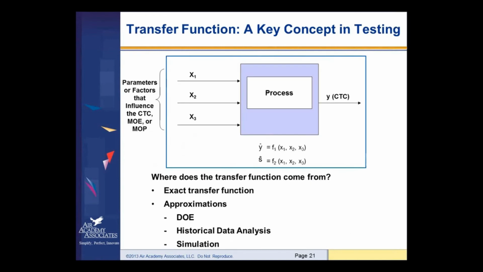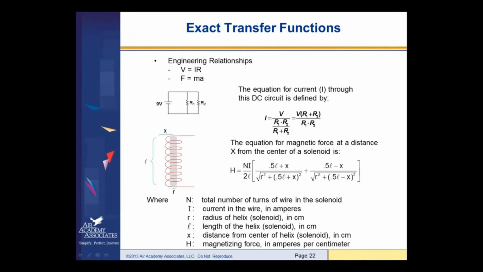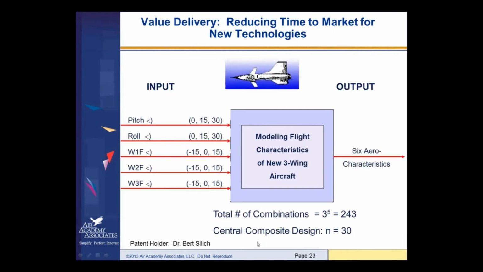But chances are in a test environment, we don't know that. So the best way to get that is to get approximations through DOE, historical data analysis, and simulation, and/or some combination of those. But DOE is the way that we have found gives us the best way to get these transfer functions.